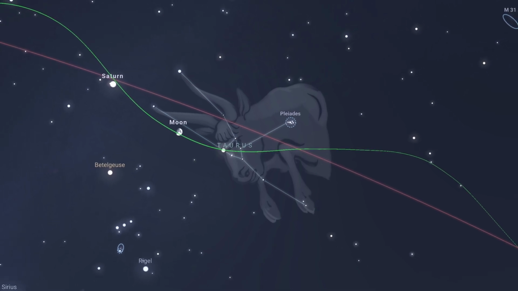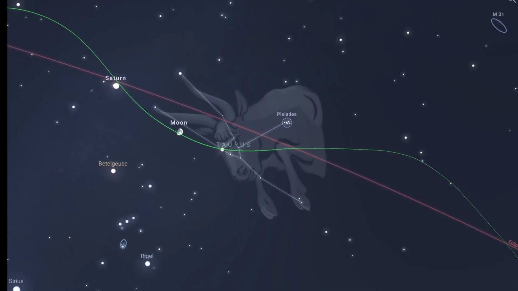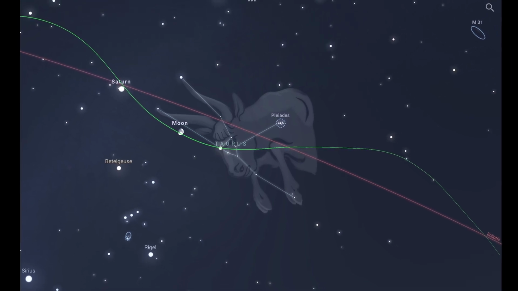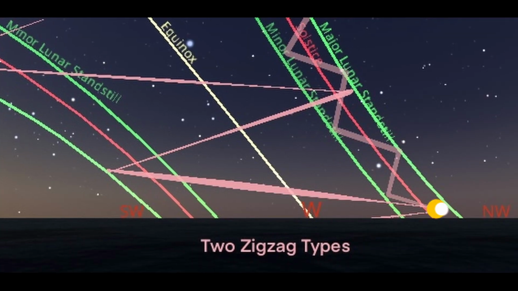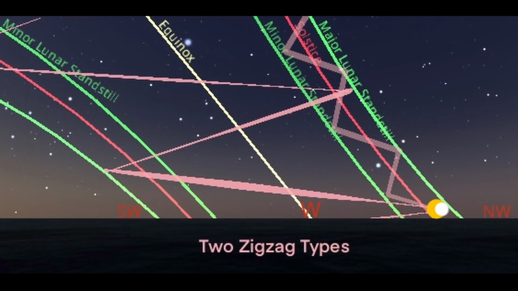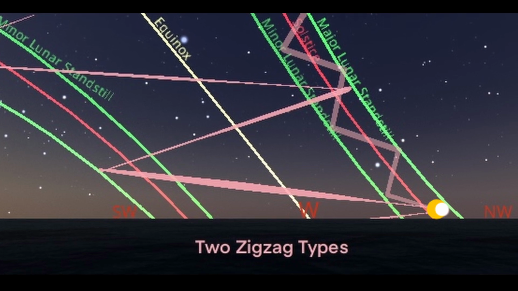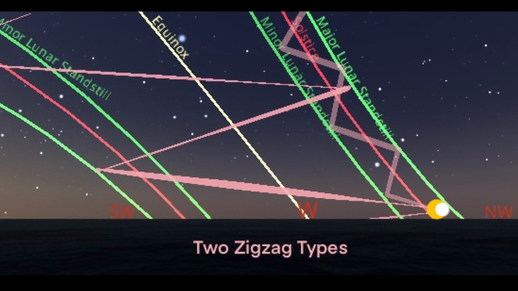You can't say that just because you see this pattern on an old artifact, that's what it is, because there's also more than one kind of zigzag that they make. That's where this one comes in. The green lines are the maximum limits of the moon on the horizon. So over time, these zigzags are made.